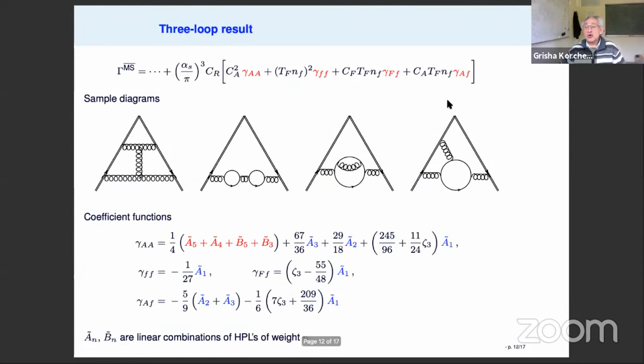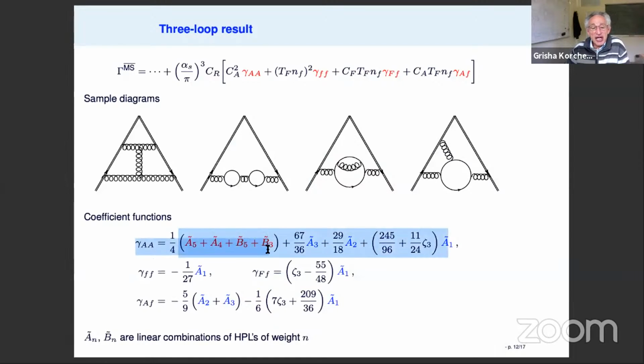Very good. So now let's go to the 3 loop results. The calculation becomes way more complicated. Now you have 3 different color structures, and correspondingly you have 3 different functions: the one coming from the gluon diagram like that, 2 fermion loops, and 1 fermion loop, which comes with 2 different color factors. So now let's start looking at those functions. Let's start from the gluon diagram. This gives the most complicated contribution. Those in red are functions which are more complicated than the previous ones. But once again, they have a feature: they are linear combinations of those HPL functions, with total weights 5, 4, etc.